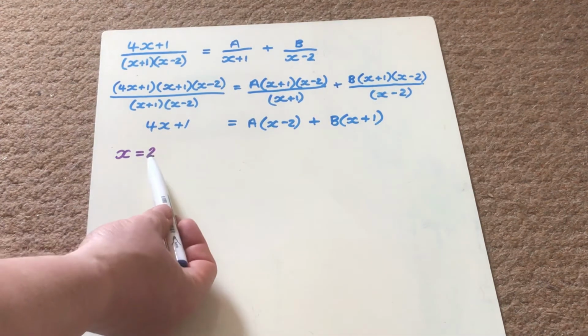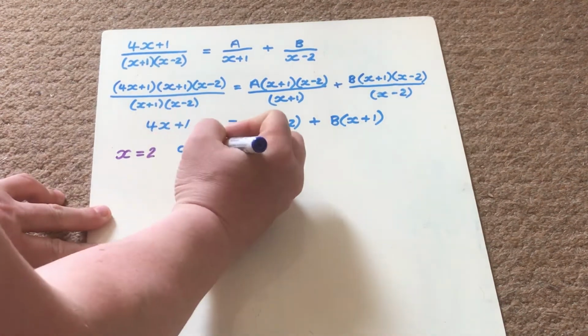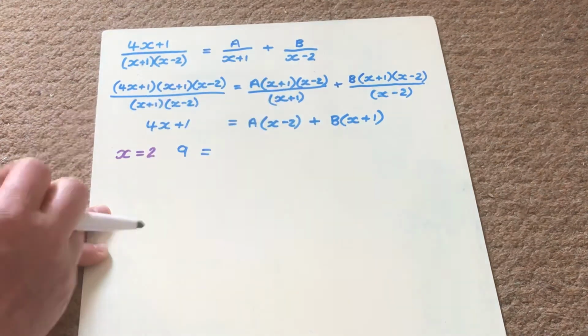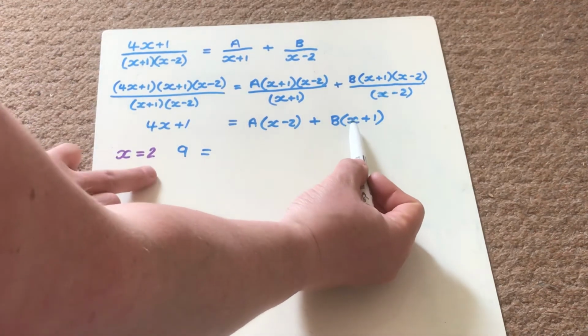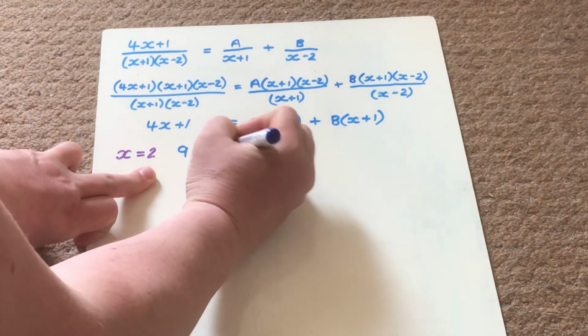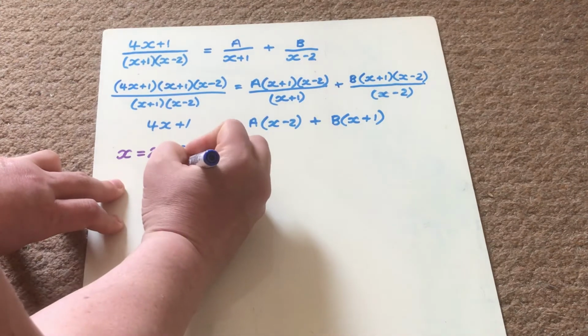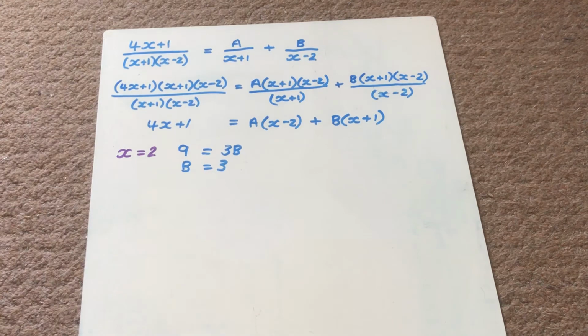When x equals 2, 4x is 8, plus 1 is 9. 2 take away 2 is 0, 0A. No point in writing that down. No A's in this equation. x is 2, so 2 plus 1 is 3. So we've got 3B. Now, if 9 equals 3B, then B obviously equals 3. Just dividing both sides by 3. We now know what value B is. We need to work out what A is.